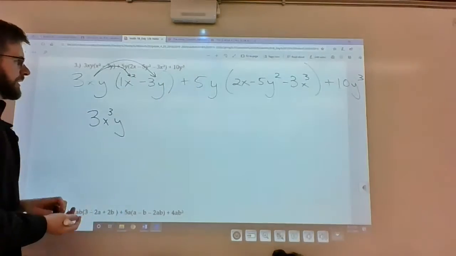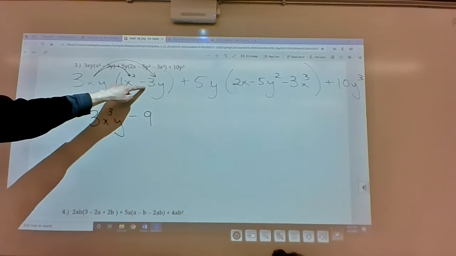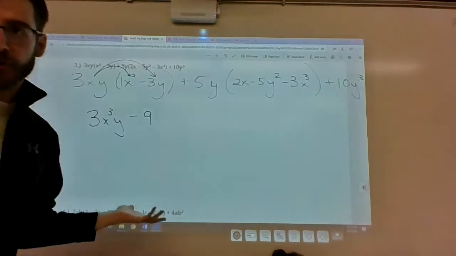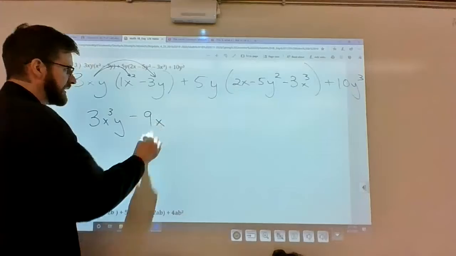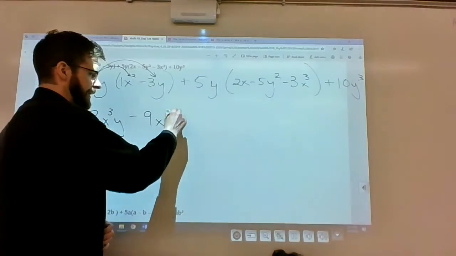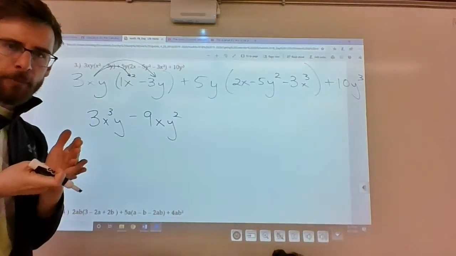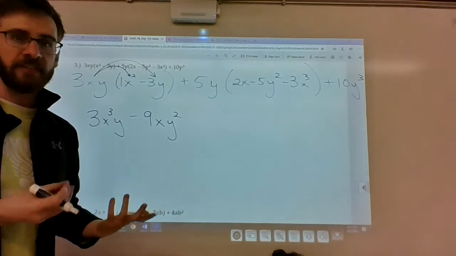Do the same thing here. Take 3 times negative 3. You get negative 9. You take x times, there's no x to multiply by, so you just put it in the expression. And then you got y times a y. That's going to be y to the second power. So again, I'm just taking each component that matches with either a variable or a coefficient in the next term.